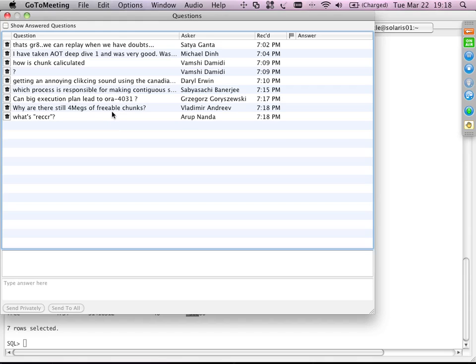Greg asked whether a big execution plan can lead to ORA-4031, and no. Execution plans can also be split into small pieces, 4 kilobyte pieces, starting from Oracle, I think Oracle 10.2 at least, maybe earlier as well. In earlier versions, 9i and so on, you had these issues. But PL/SQL has a problem, and I'll soon demo it to you.